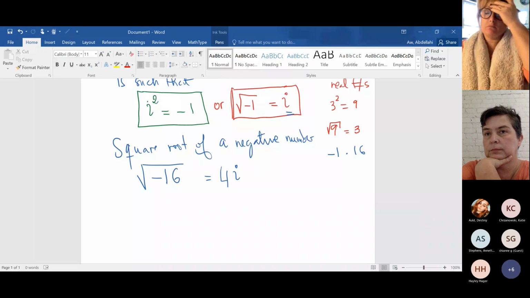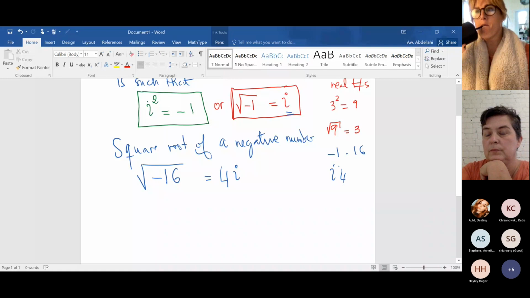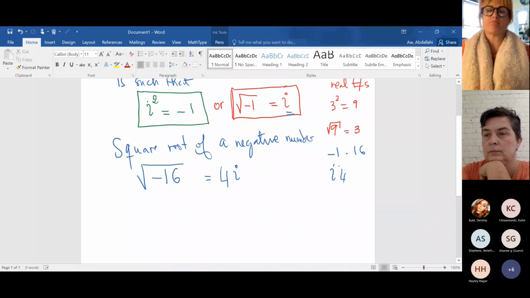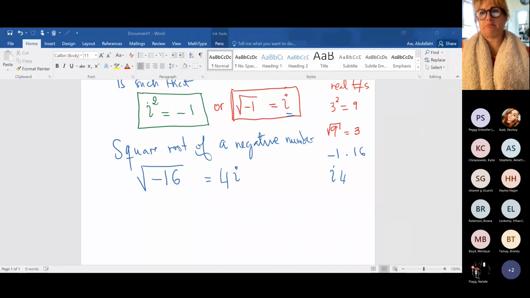So 4i or i4 is the same thing, right? The only thing is, when you say 4i, it sounds like math, like algebra stuff. When you say i4, it sounds like some IRS form or something like that. But it is the same thing. 4i, i4 is the same thing, but we usually write 4i.